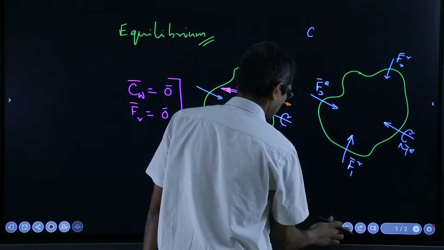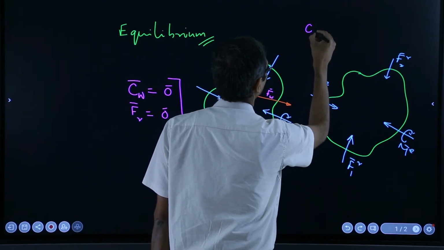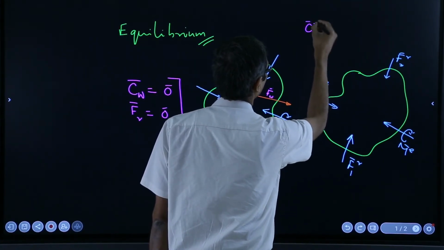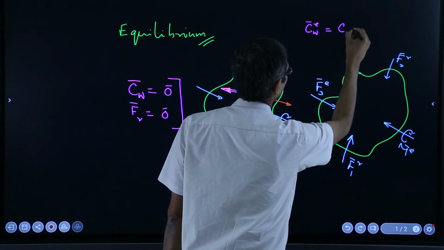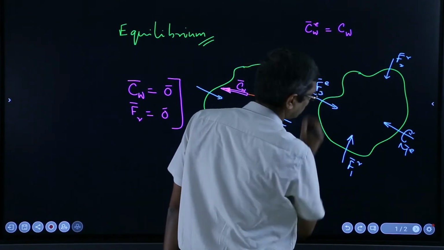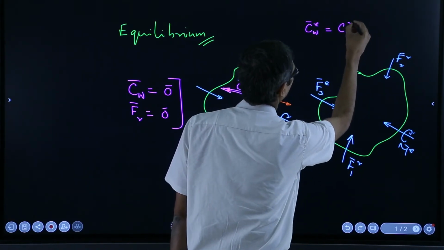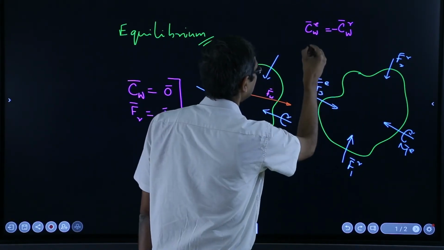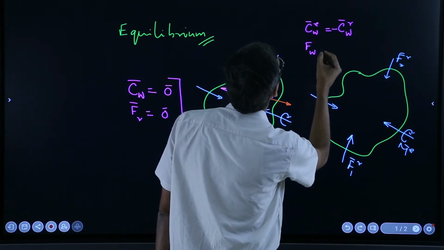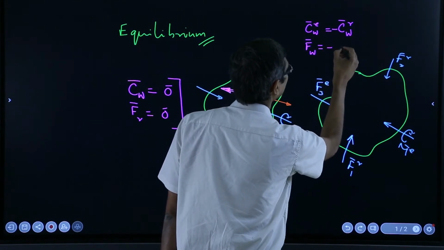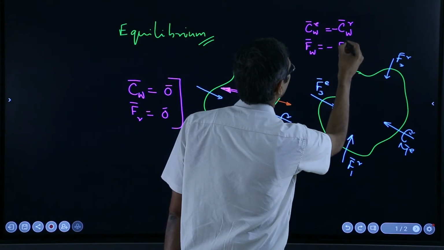C wrench due to external forces must be equal to the C wrench of the applied, to the reaction, okay. So negative of that. Similarly, the force wrench should be equal to the negative of the force wrench of the reaction forces.